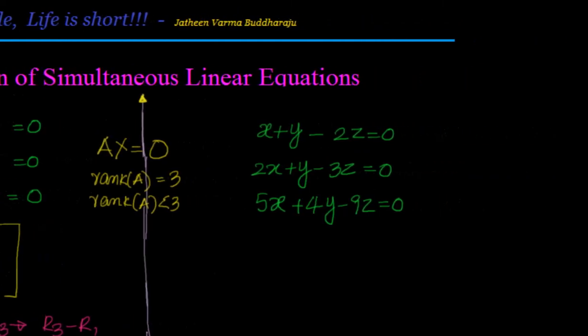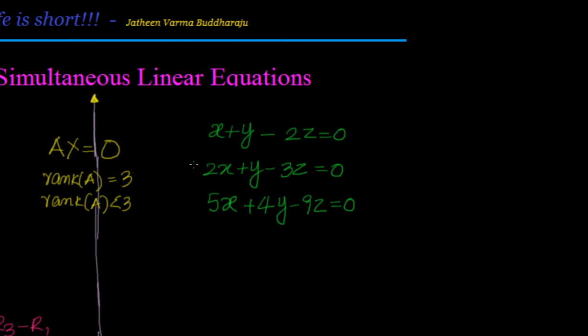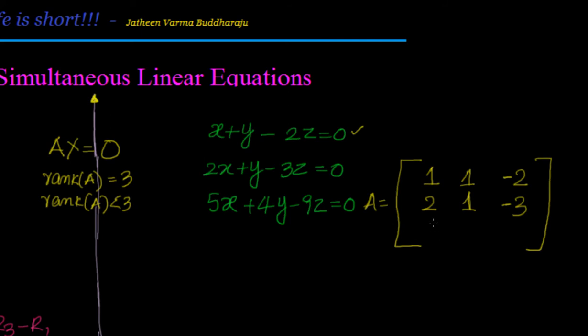Let's go to the next one. We have x plus y minus 2z equal to 0, 2x plus y minus 3z equal to 0, and 5x plus 4y minus 9z equal to 0. What I will do, I will try to put them in A. Let's find out what is A. I have coefficients: x is 1, y is 1, z is minus 2. This equation is over. Let's go to the next one. 2x is 2, y is 1, then you have minus 3. Then after that you have 5x, that's 5, 4y, that's 4, and minus 9z, that's minus 9.